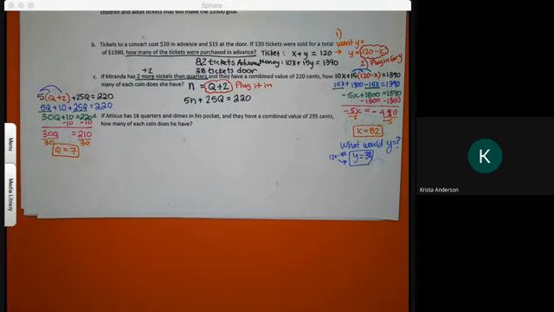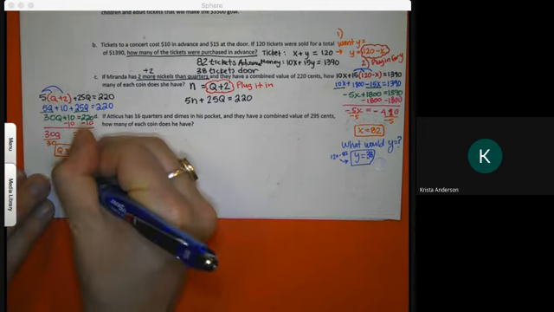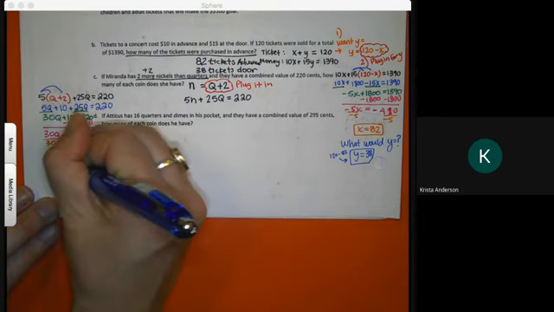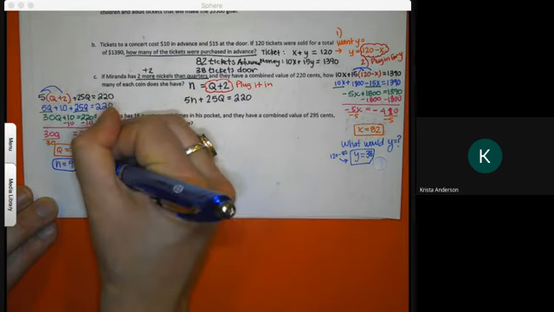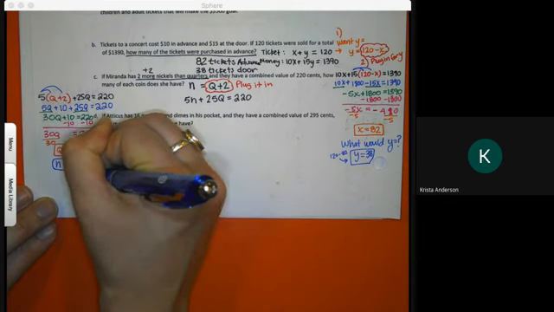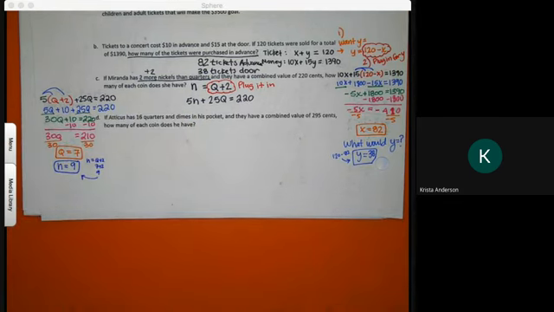Which means 7 plus 2 my nickels. 7 plus 2 is 9. So I have 9 nickels in my pocket. So that was C.